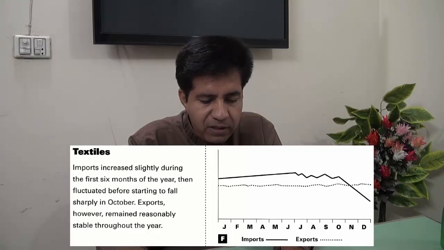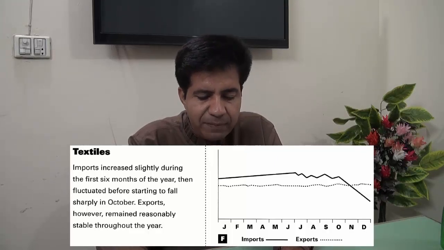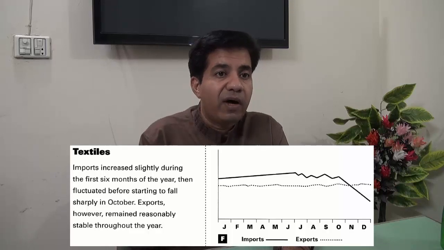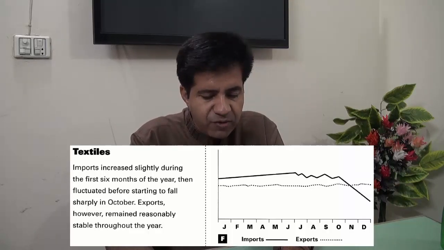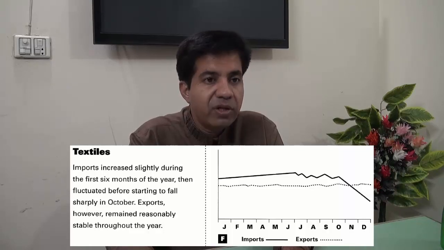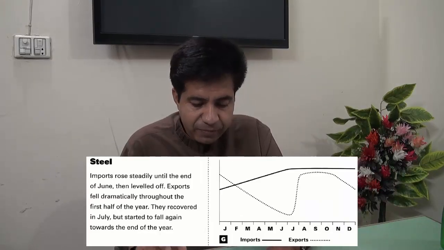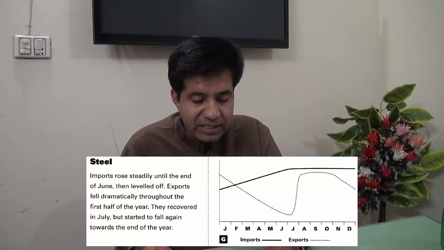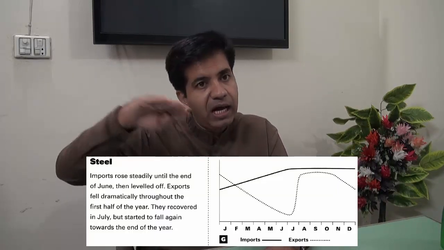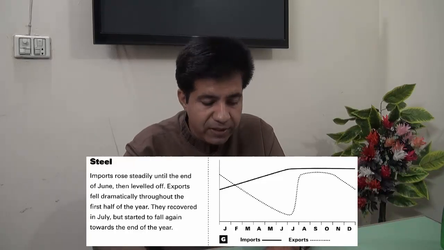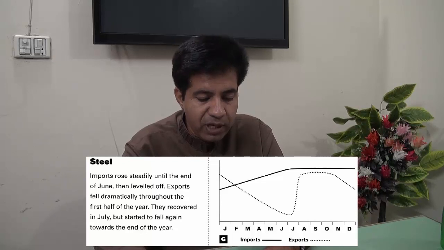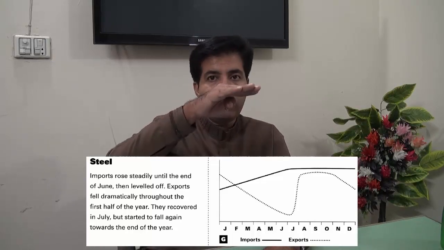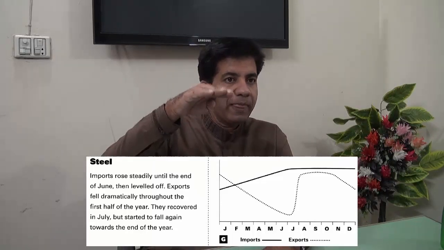Like that you can say. Exports, however, remained reasonably stable. However means it's the reverse one. It's the opposite one. So exports, however, remained reasonably stable throughout the year. Steel. Next is steel. Imports rose steadily. Steadily means they were going up without any break, without any hurdle. Imports rose steadily until the end of June, then leveled off. Leveled off again means they reached a level and they stayed there.